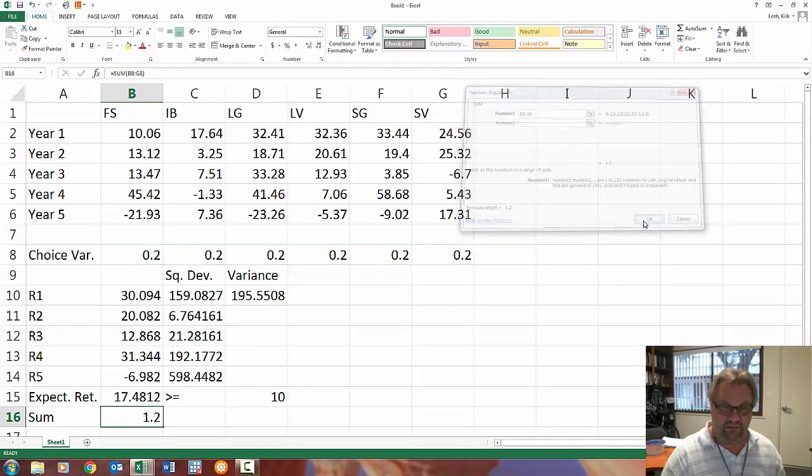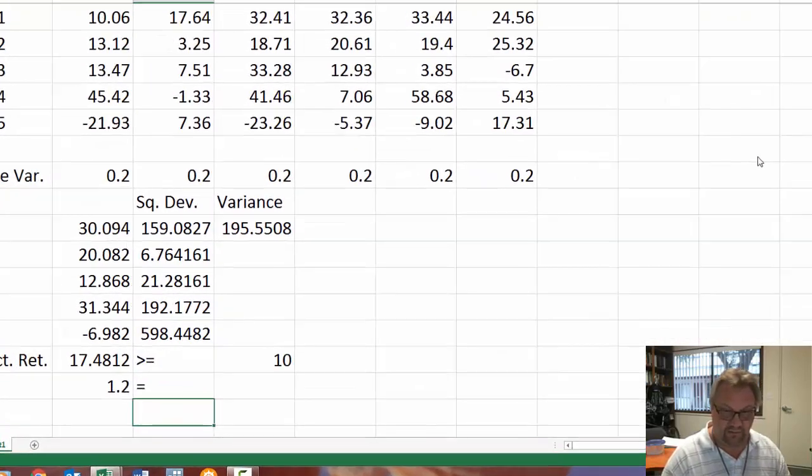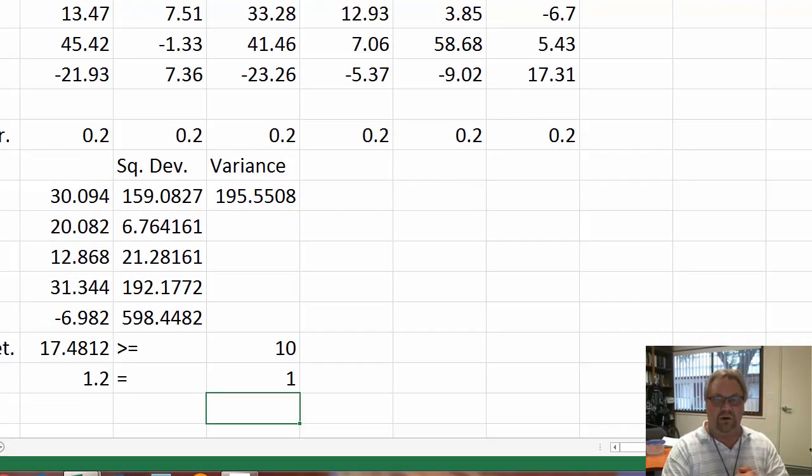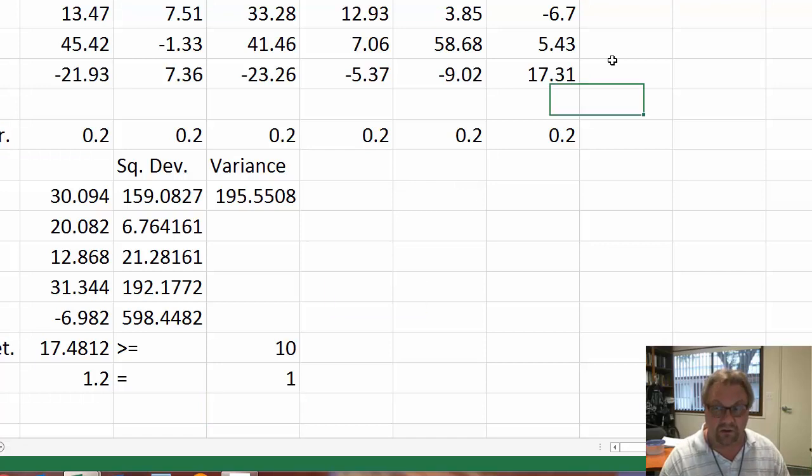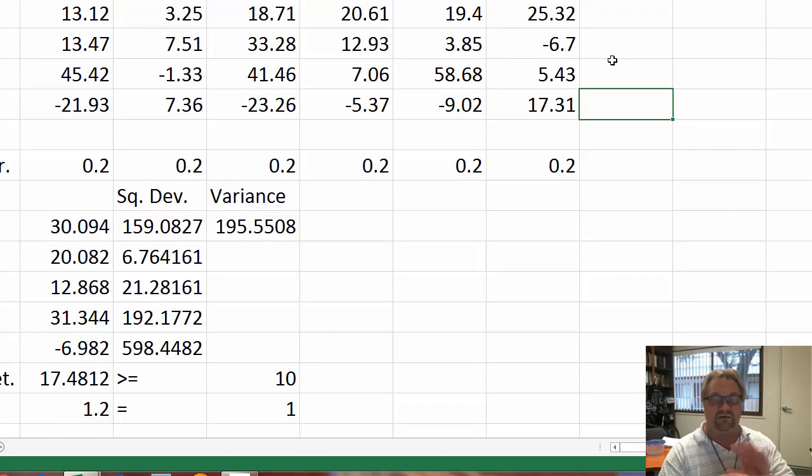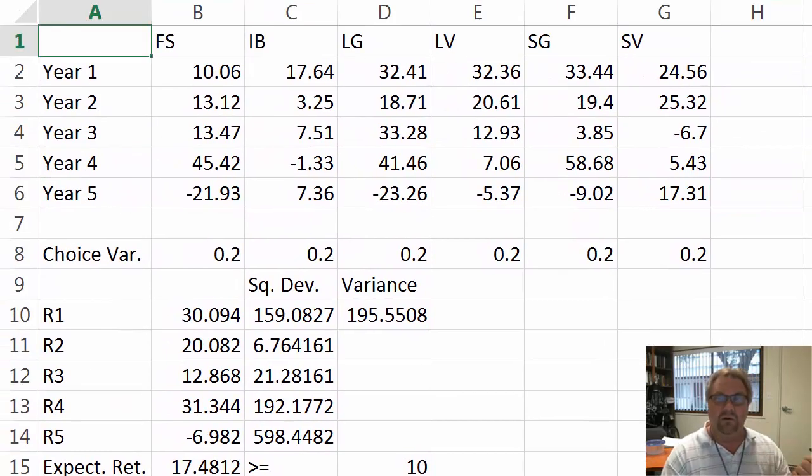Okay, so that sum has to equal 1. All right, and my friends, you're done. All right, this is it. We are now ready to run this model.